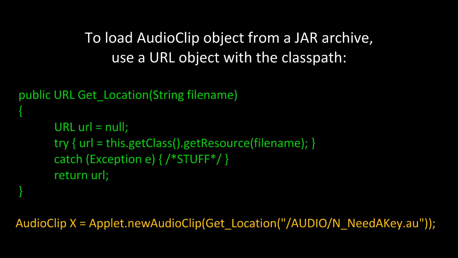It uses the method getClass to get where the class and codebase is, and then it uses the function getResource to pull the sound file from the compressed jar archive. I can then play it. In this example, if you look at the bottom, I'm building a new AudioClip object called x, and then I'm calling Applet.newAudioClip. I'm calling my helper function getLocation to return a URL, which will then retrieve end_need_a-key.au from my compressed jar archive.